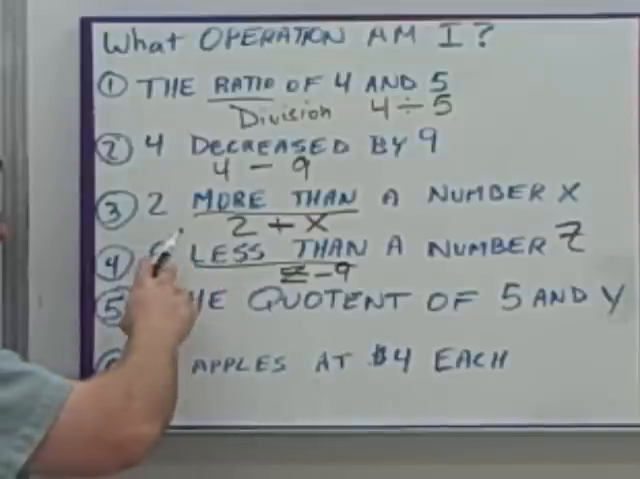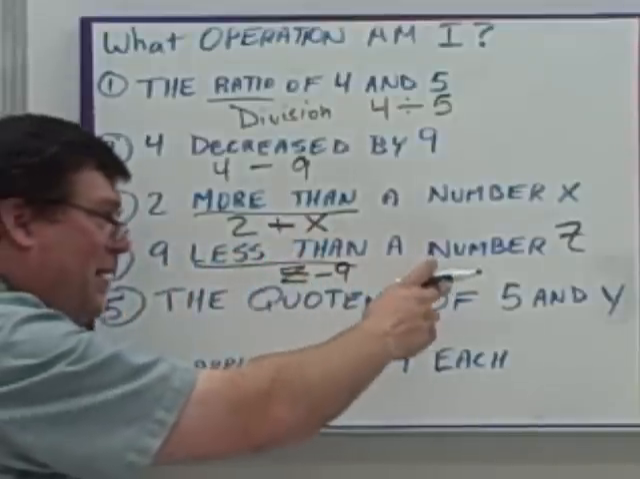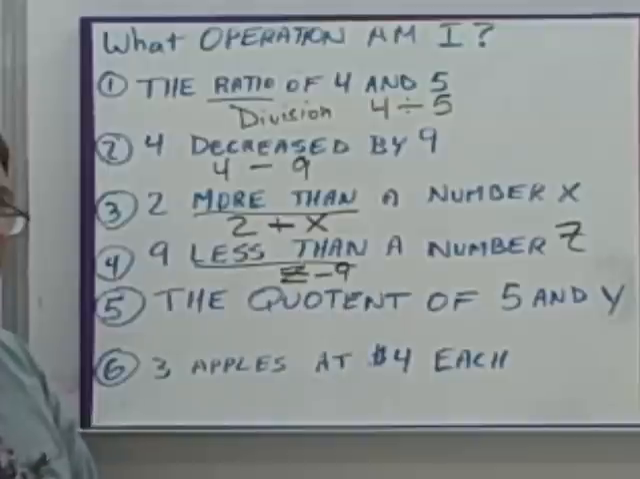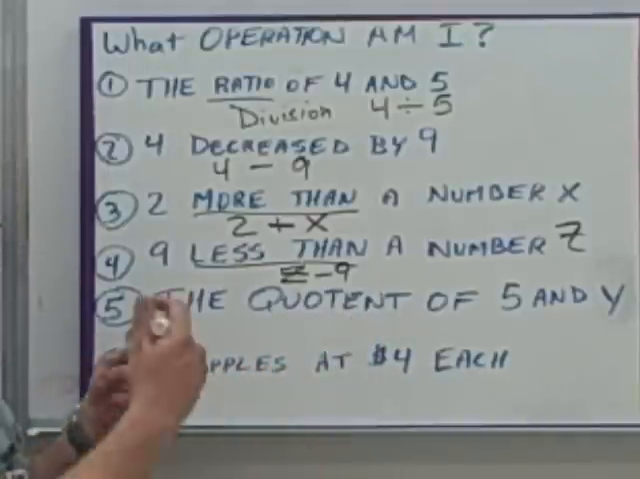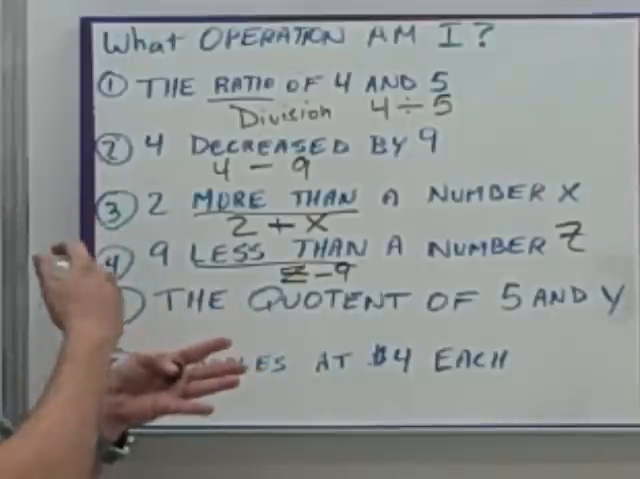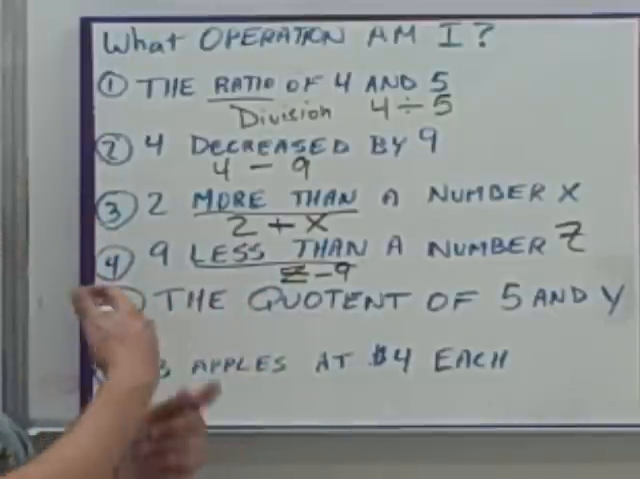If you think about this, 9 less than 10 is not 9 minus 10, it's 10 minus 9, because 9 less than 10 is 1. And that would be 10 minus the 9, not 9 minus the 10.